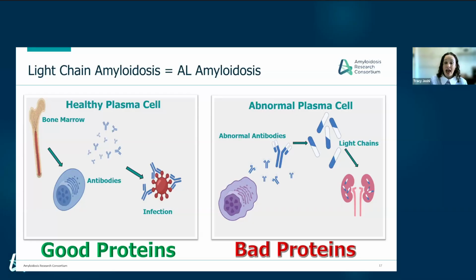This shift from healthy plasma cells producing helpful antibodies to abnormal plasma cells making harmful amyloid proteins is the key to understanding AL amyloidosis. Now, while AL amyloidosis is not a cancer, it is closely related to abnormal plasma cell disorders like multiple myeloma.